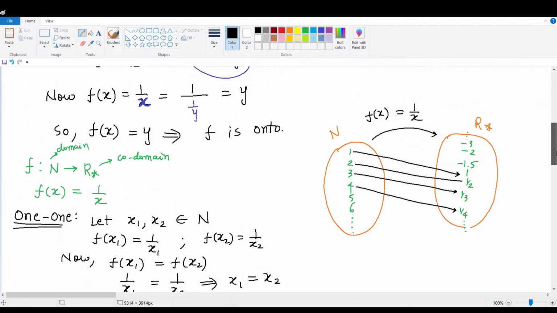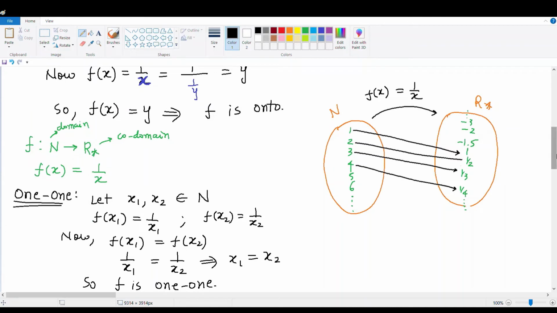Now if you see here, that negative 2. So does this negative 2 have any pre-image in here? How will you get your answer as negative 2? You can think here that 1 over x is equal to negative 2. It's going to happen when x is equal to negative 1 over 2. But we don't have that value in here. See, this is the natural number set.